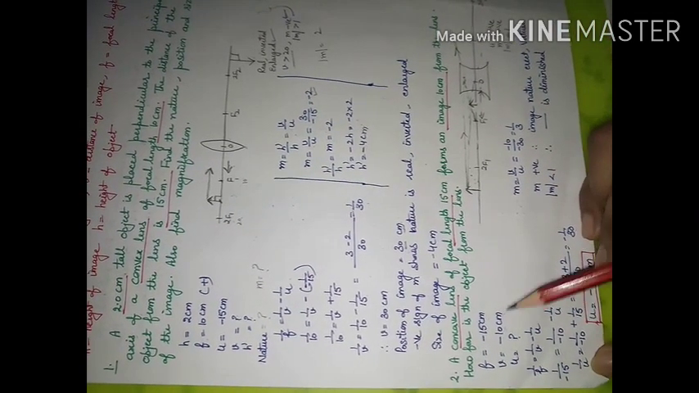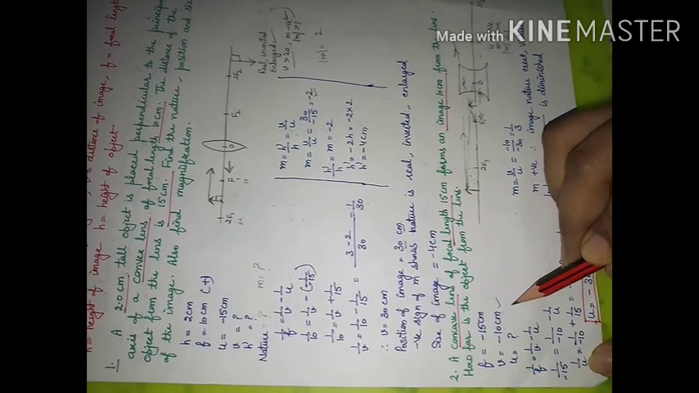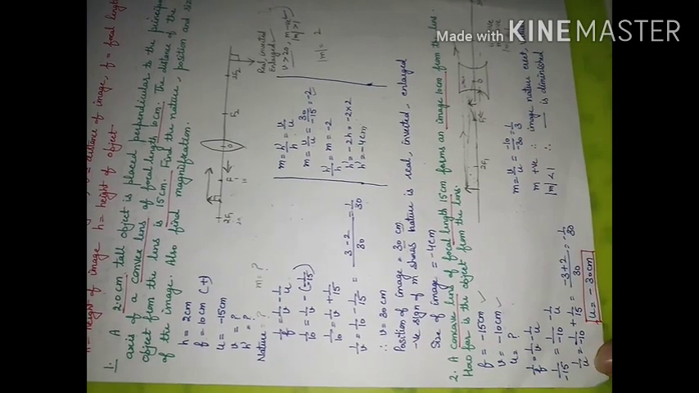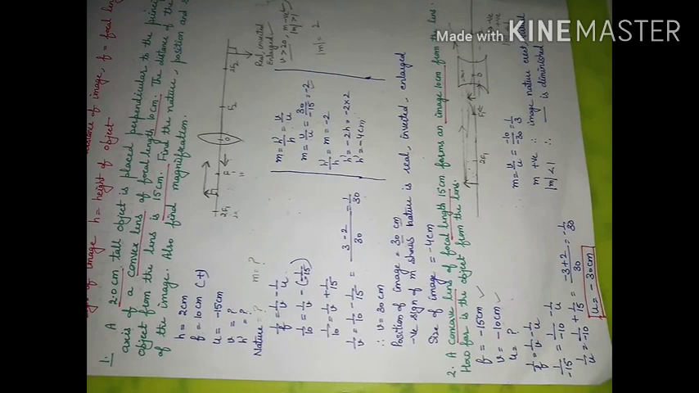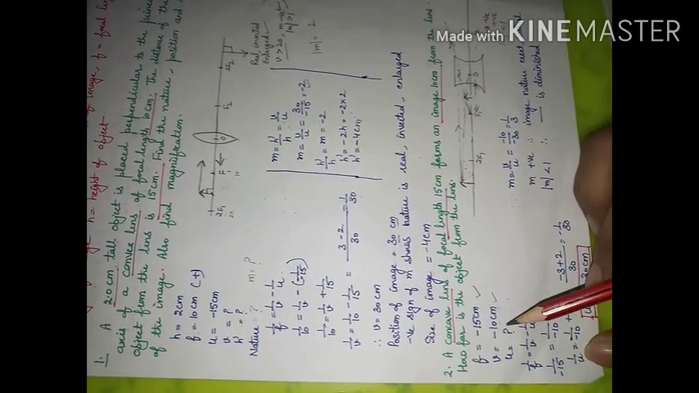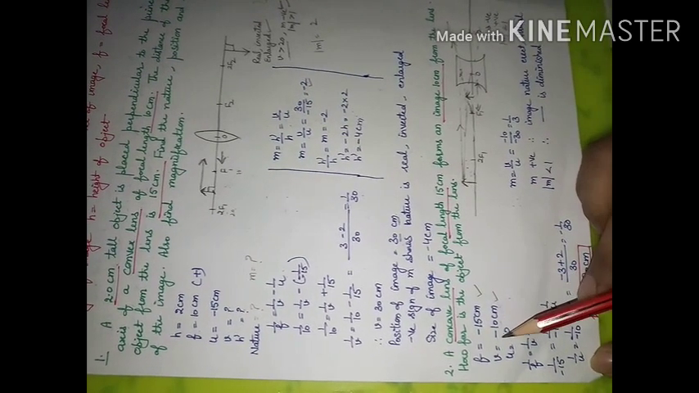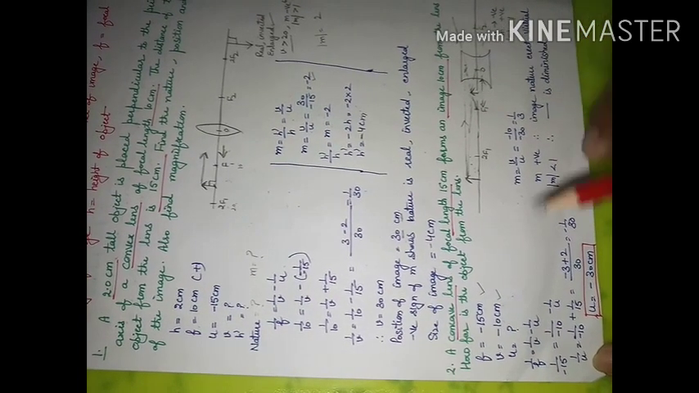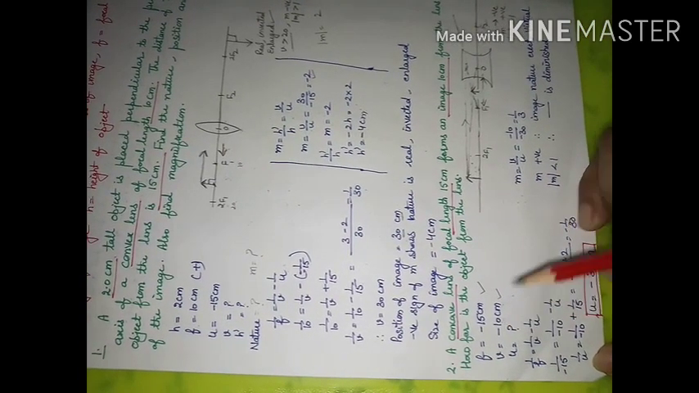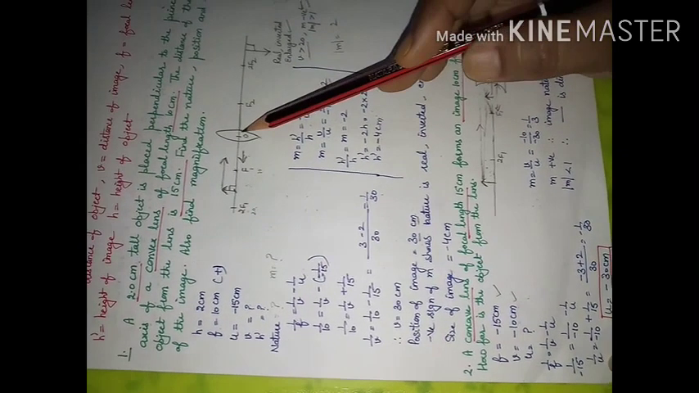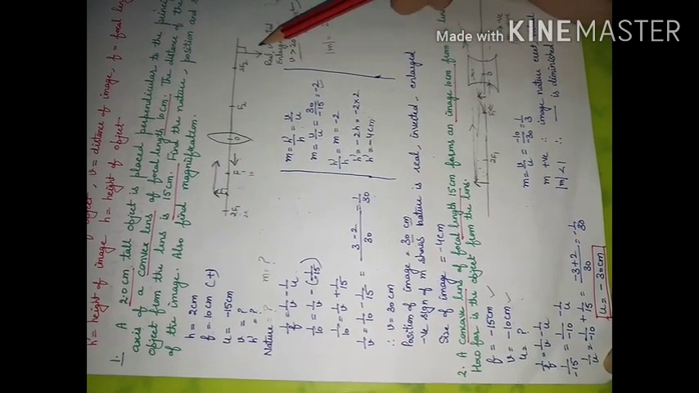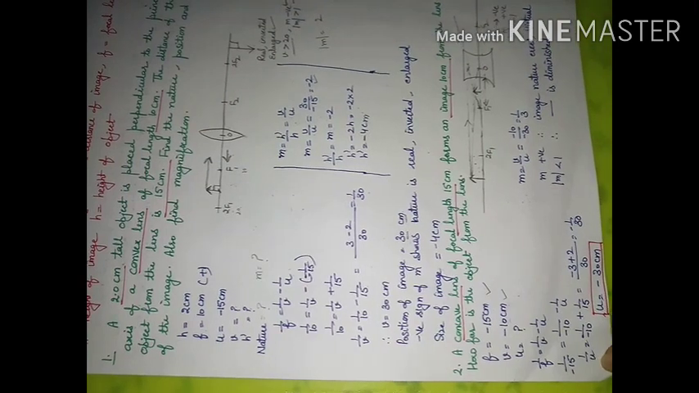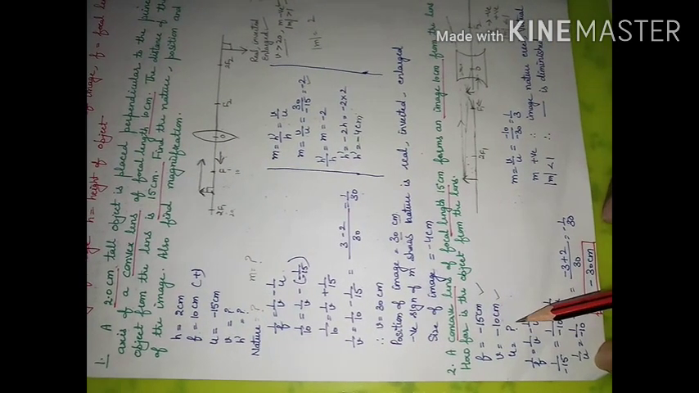What is asked from us? See, this v, u, f, they are very much sign sensitive. So we must take care which sign should be assigned to what. If your image formation is virtual and erect, v is coming out to be with a negative sign. If your image formation is going to be real and inverted, v will come out to be with positive sign. We have to find u in this case.